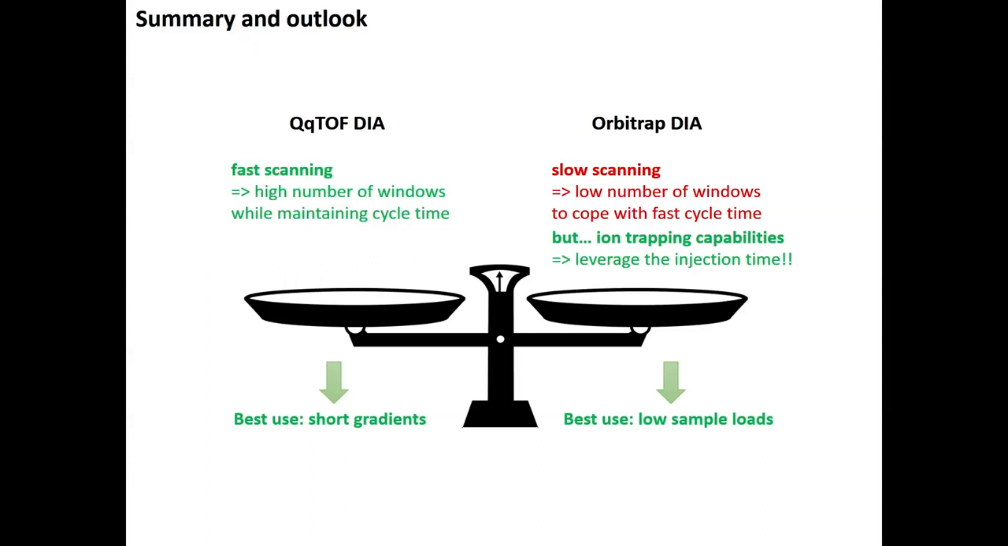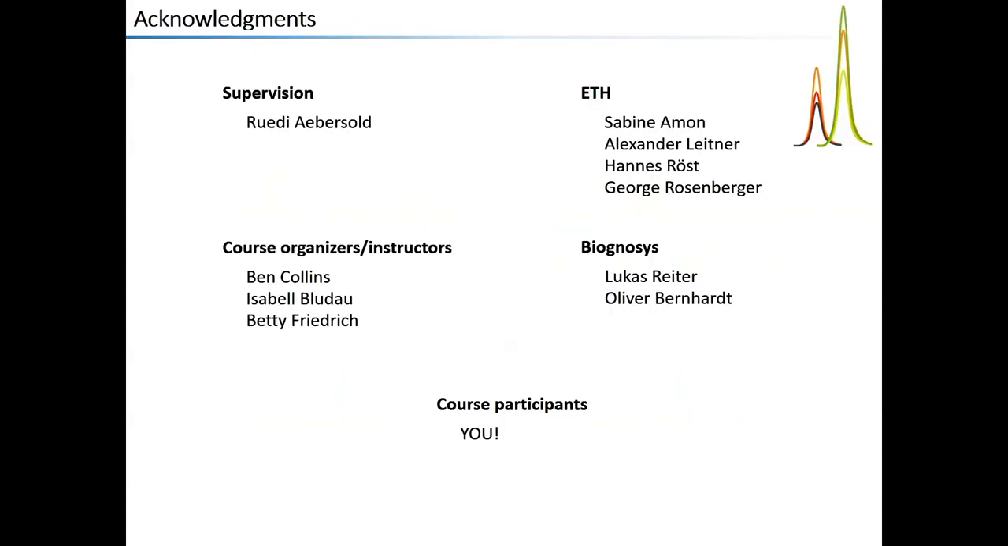And the Orbitrap, on the other hand, because it's so slow and because you have the trapping capabilities, we now use it for very low sample loads, where you have very few samples you can measure on the machines, where the signals would be very, very low on a Q-TOF type of instrument. So this would be the best usage, taking the best advantage of both machines.